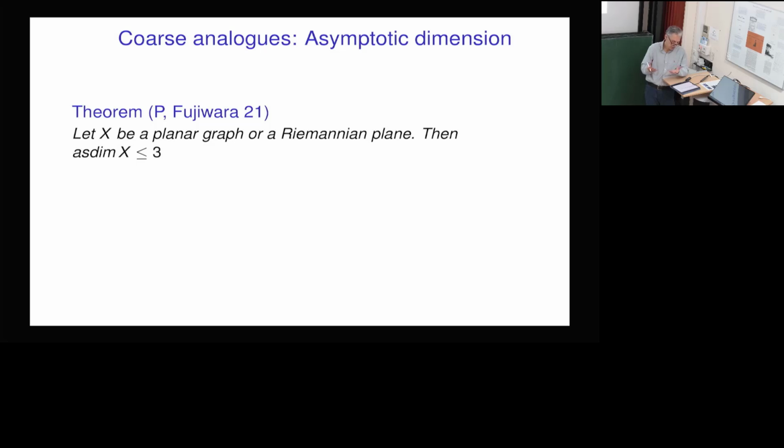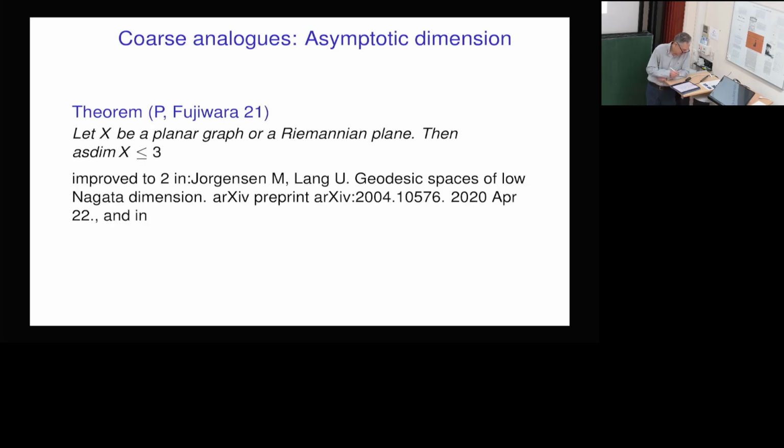Okay? And of course, these things make sense even for finite graphs. But this is a wrong theorem, right? The plane has dimension 2, and a couple of other people noticed that was not the right theorem. So Jorgensen and Lang proved that it can be improved to 2, and some other group of people also improved it to 2. In fact, they used the same proof as us, but they also used another result from before our work.